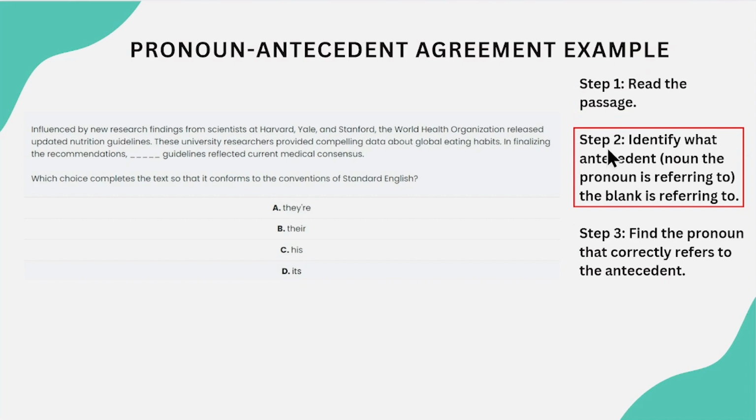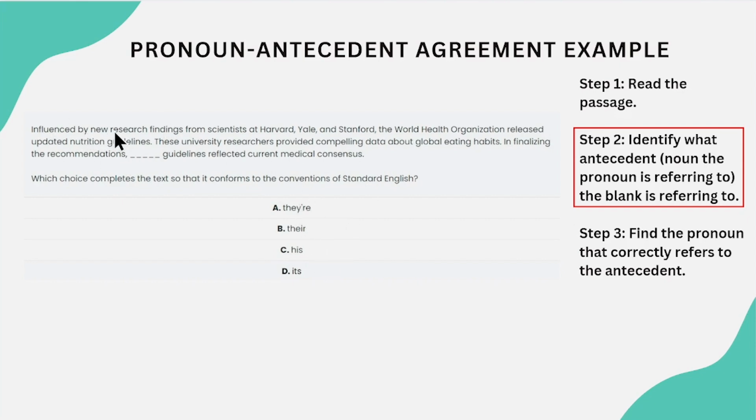So step 2, we're going to identify what antecedent the blank is referring to. So let's look at this blank right here. Okay, and then let's find out what it's actually talking about. In finalizing the recommendations, blank guidelines reflected. So it's saying whoever owns these guidelines is the person they're going to be referring to. So now we go back and we find out who owns these guidelines to find which pronoun we want to use.